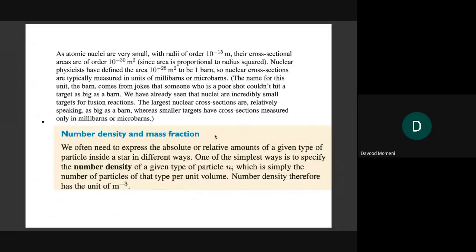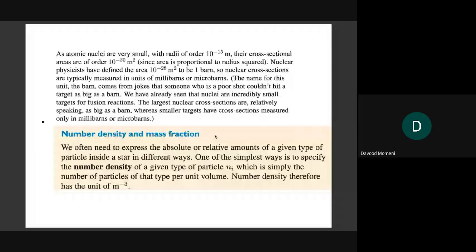So as I told you, it is not only important what is the size of the target which a particle will attack or touch. It is also important to know how many of those particles are colliding with or attacking these targets. So we are defining something called number density.